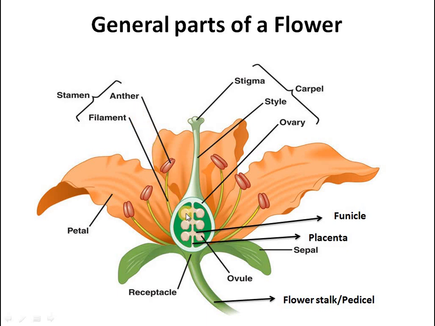Here, you can see that the ovules are attached to the main stalk, which is called the placenta. This placenta holds the ovules, which are connected to it through a small tube-like structure called the funicle. The receptacle is the broader part at the base of the flower. So these were all the general parts of the flower. Remember that it is not necessary that all the parts are present in every flower. Some flowers will have some parts while others will not.